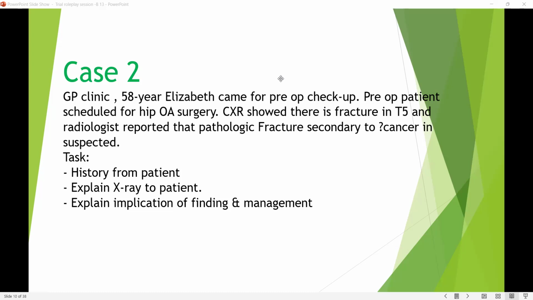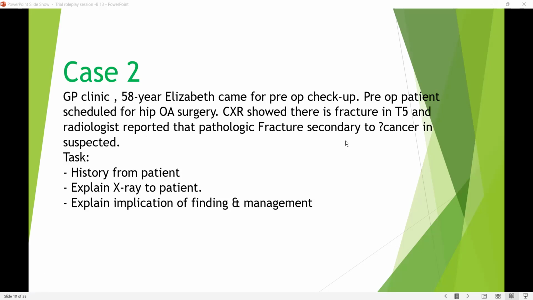So let's discuss the case. It's a GP clinic. Elizabeth, 58 years old, came for a pre-op checkup. The patient was scheduled for hip osteoarthritis surgery. As a preoperative workup, the patient already had a chest X-ray, which showed a fracture in T5, that means thoracic 5, and the radiologist reported it could be a pathological fracture, suspected secondary to cancer. So your task is history from the patient, explain the X-ray finding to the patient, and explain the implication of findings and management.